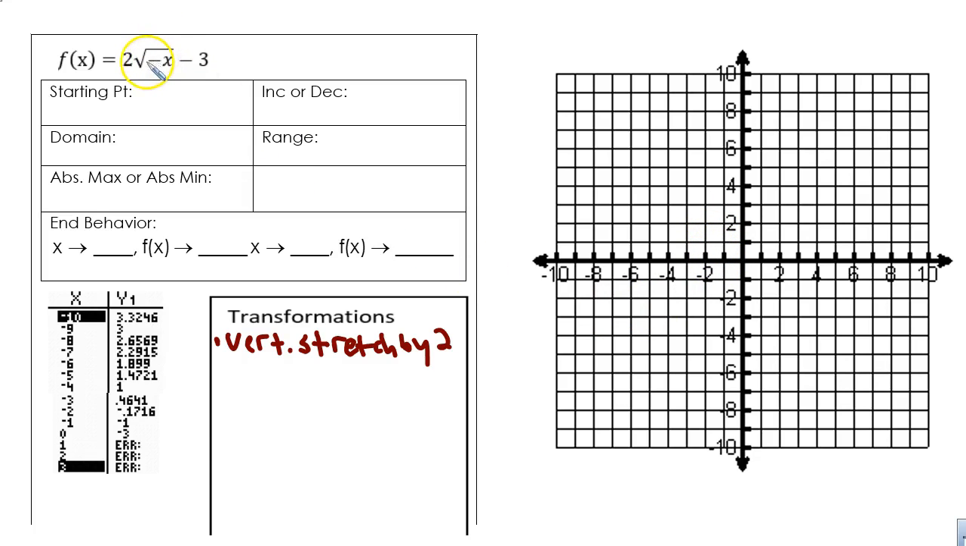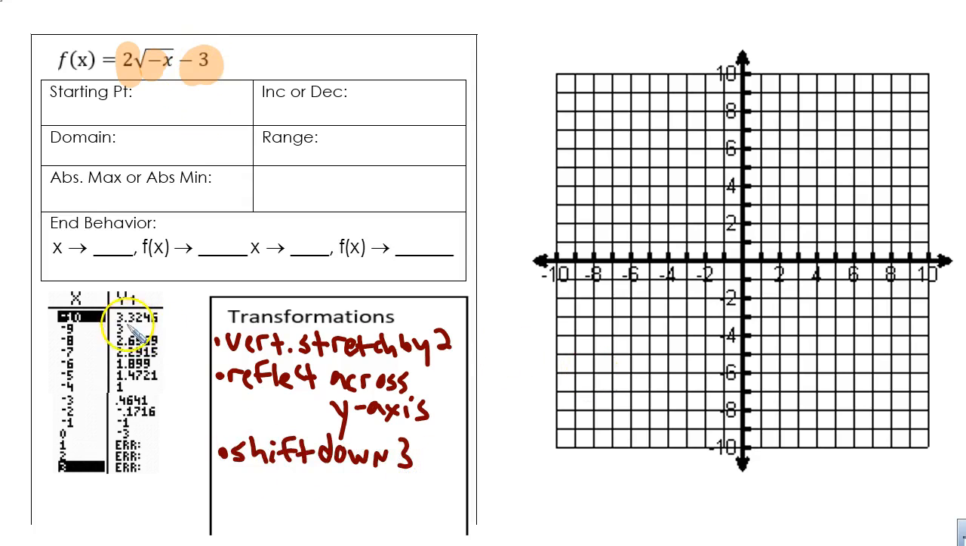We see also a negative in front of the x underneath the square root sign, and we need to be comfortable with the fact that that is a reflection, but we've got to remember which axis it reflects over. In this case, a negative inside the radical is a reflection across the y-axis. And finally, we have -3 at the end. That's our third transformation here. Remember, when you are outside of the square root, those are transformations in the up or down, vertical direction. So -3 is a shift down 3.